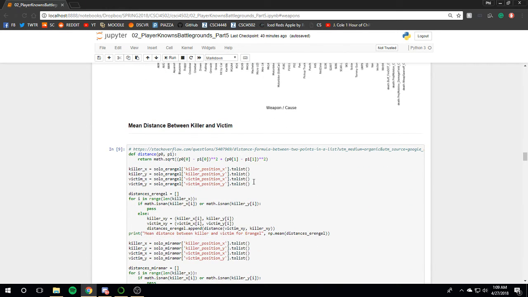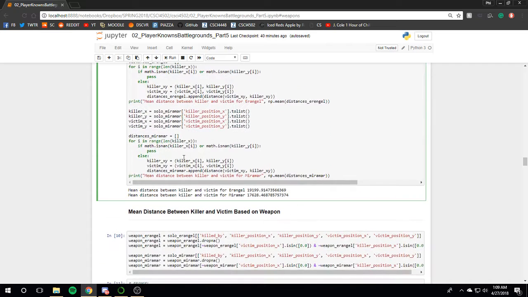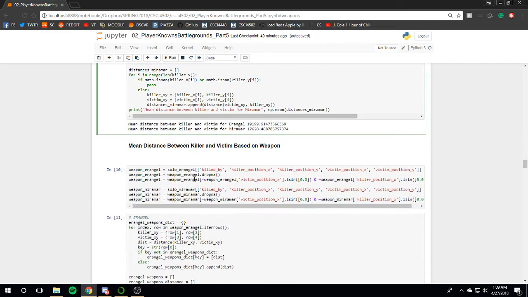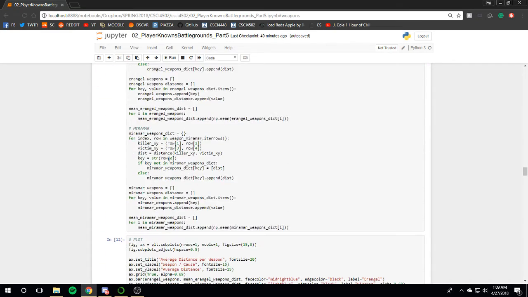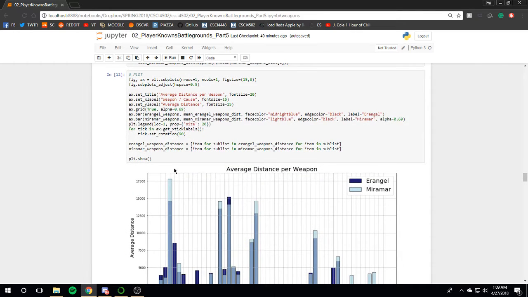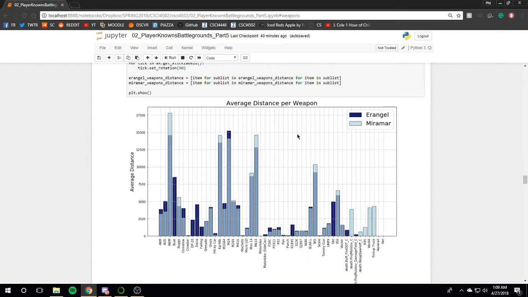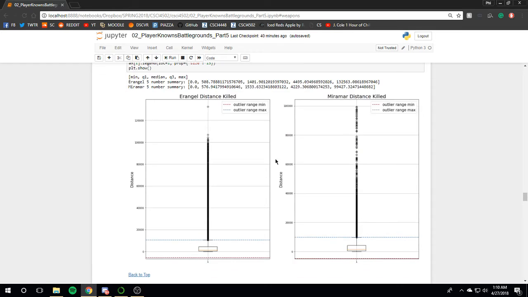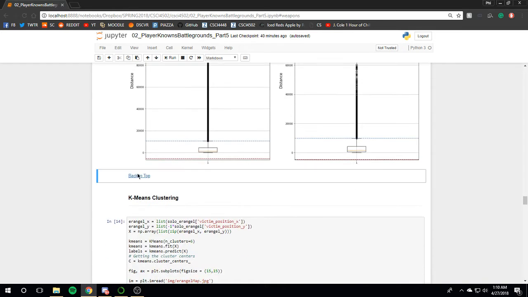We also used the victim and killer positions and used this distance formula to calculate the average distance between each player, and mapped it using a dictionary here to the weapon that they used. So here you can see that obviously sniper rifles have the highest average distance, and Miramar, being the larger map, has the higher average distance. Next thing we did was some fancy box plots.